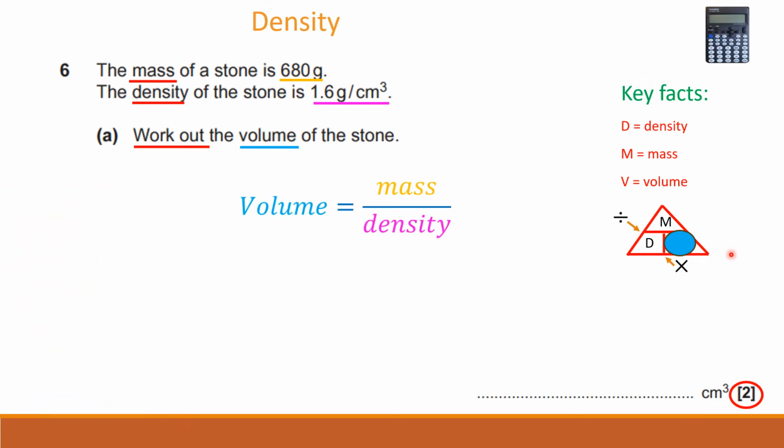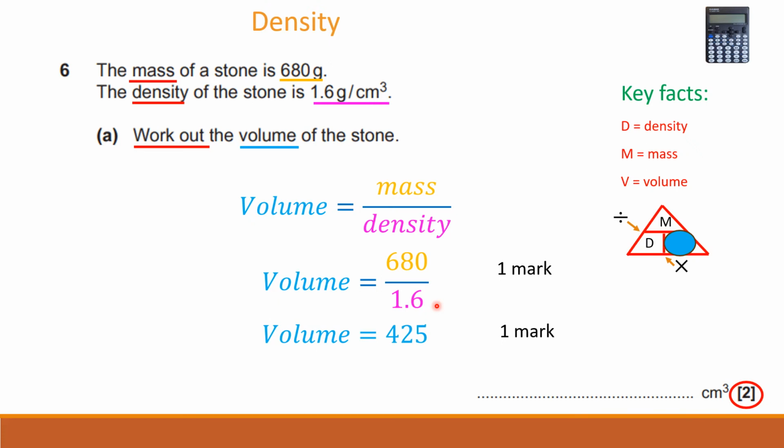So well done, guys. If you wrote down the formula volume equals mass divided by density and you typed in the value 680 divided by 1.6, because the mass was 680 and the density is 1.6, you have got yourself 1 mark for doing 680 divided by 1.6. Then you type that in on your calculator, that will give you 425 for your second mark. Remember to write your answer on the dotted line.